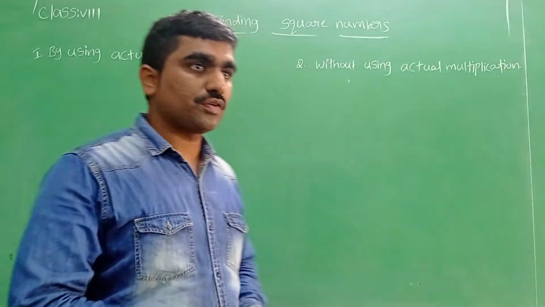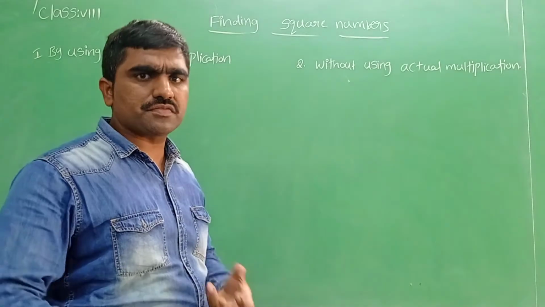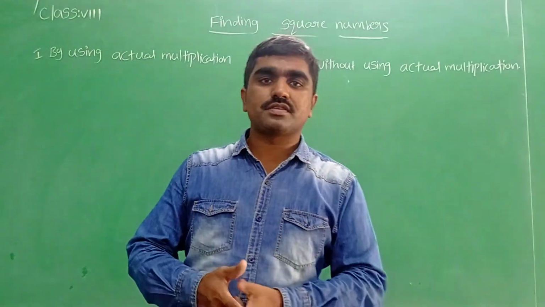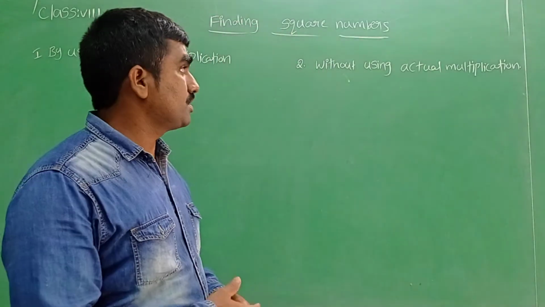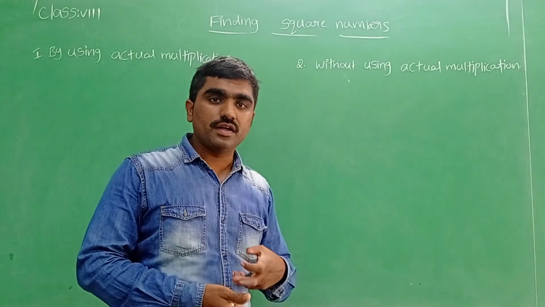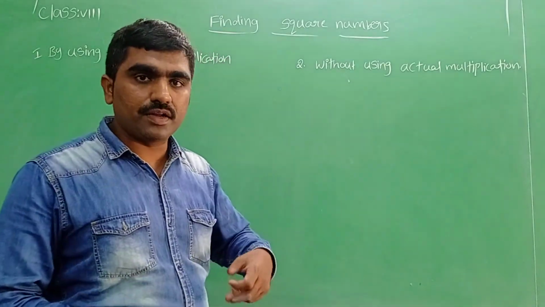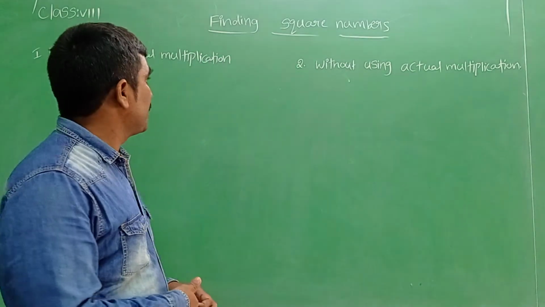Welcome to today's class. Today we are going to learn how to find square numbers. What do we mean by square numbers? Square numbers are also called perfect squares. How can we find the square numbers? Square numbers are nothing but the numbers we obtain by multiplying a number by another number.